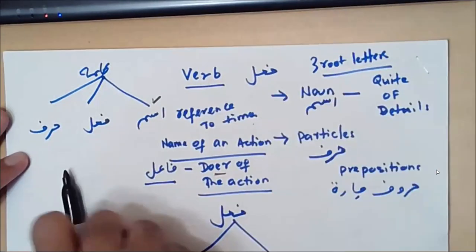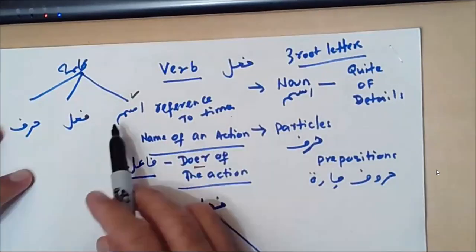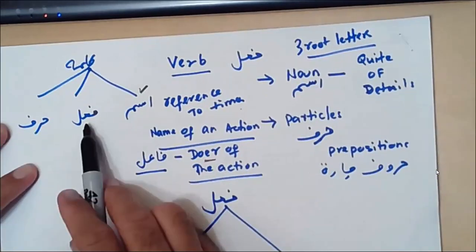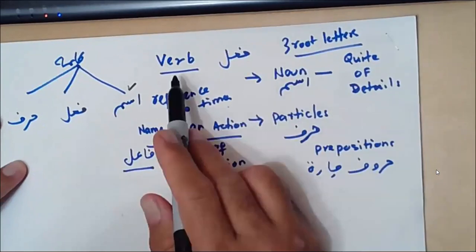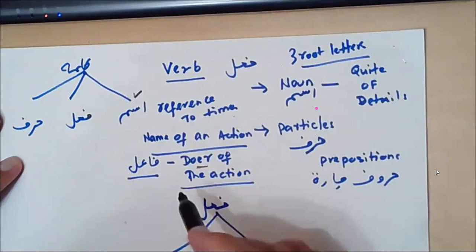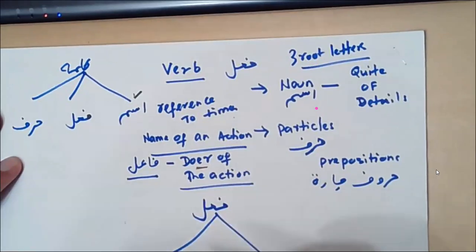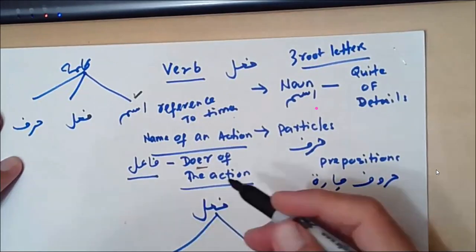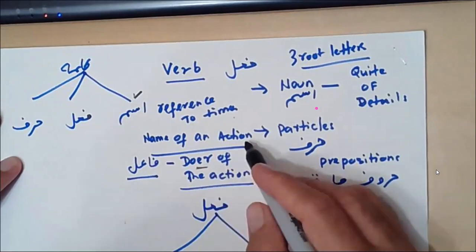Okay, so then the second part we are going to cover is fail. Now fail, in English, is known as a verb, and verb means it's an action, like something is happening. So we are doing an action. Is everybody clear on that?